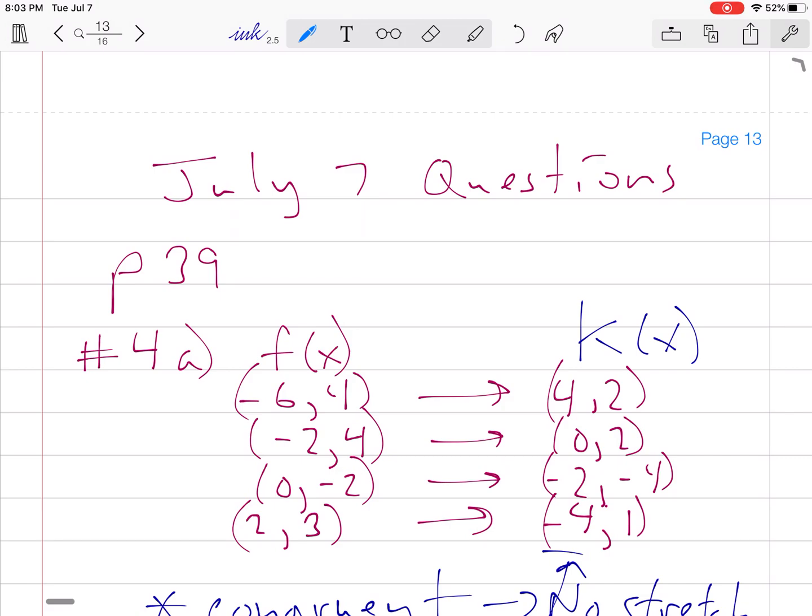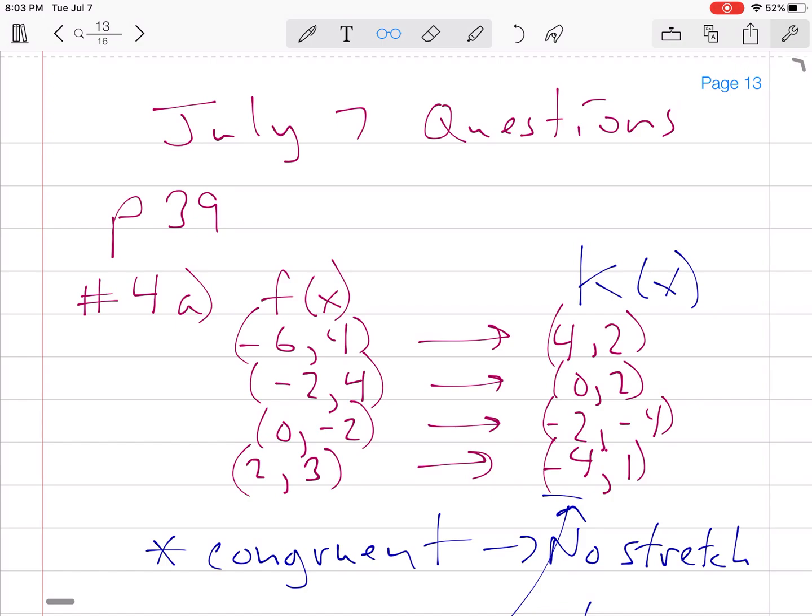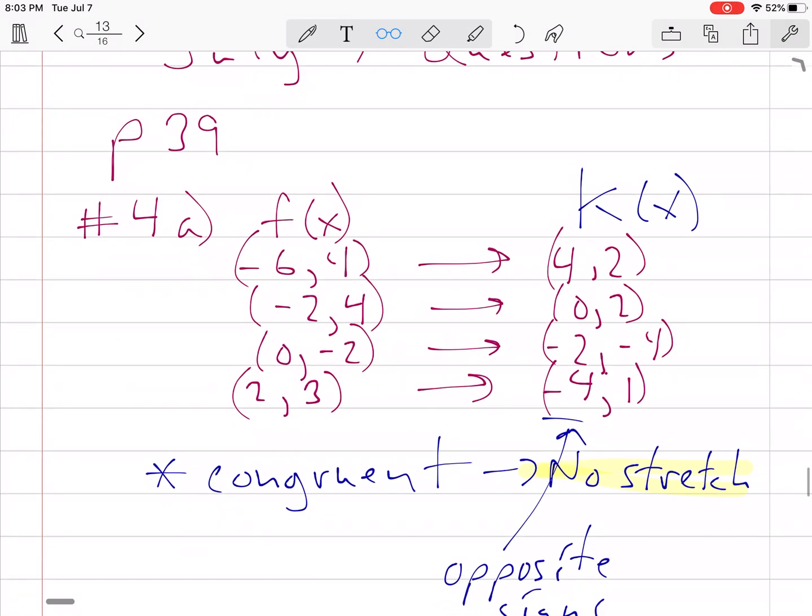The way you go about this is take coordinates from the original function, in this case f(x), and then find the corresponding coordinates on the transformed function, in this case k(x). Now the next thing we want to figure out is what type of transformations have occurred. For this one, because the two graphs are congruent, which means they're the exact same size, there's no stretch that occurred. Now there's definitely a reflection, because you can see that they're reverses of each other.